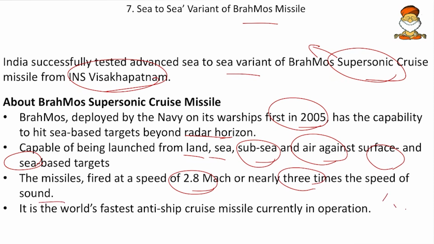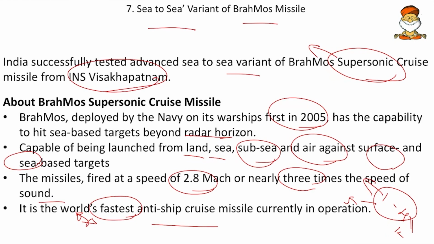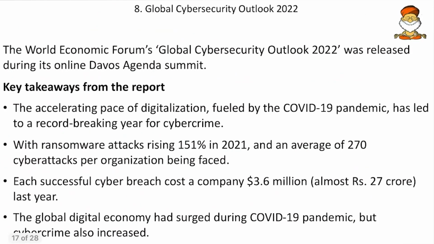So remember friends, 1 times to 4 times the speed of the sound is supersonic, and more than 5 times the speed of the sound is hypersonic. And what is less than speed of the sound? It is subsonic. And it is the world's fastest anti-ship cruise missile currently in operation. So remember the word fastest. So such words are the hotspots of UPSC. So for us, the C2C variants and then the INS Visakhapatnam and the fastest is more than sufficient, and all other facts we already know.